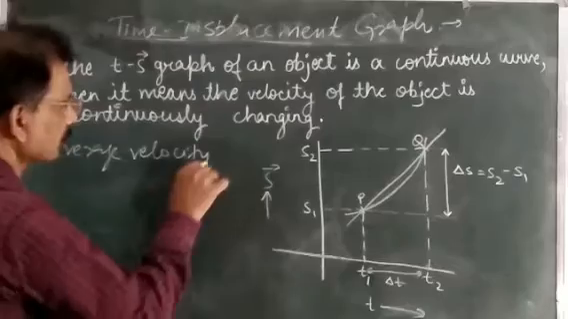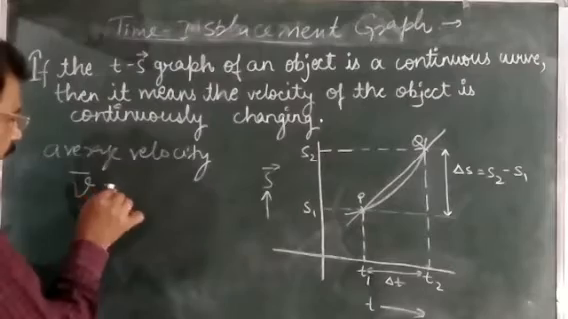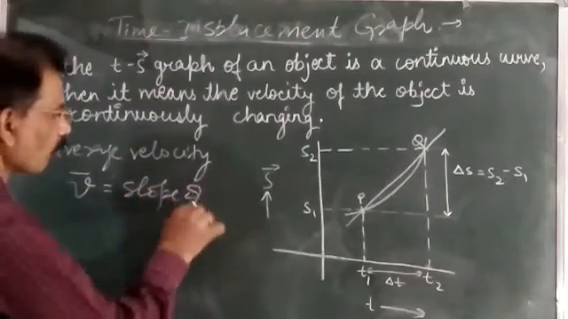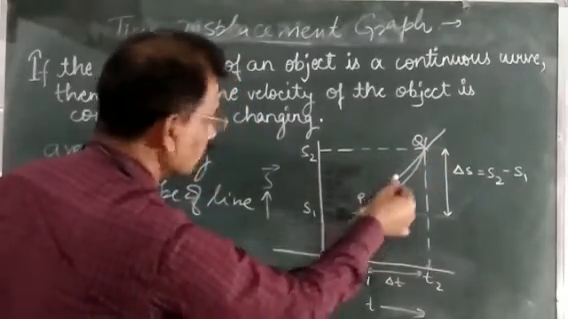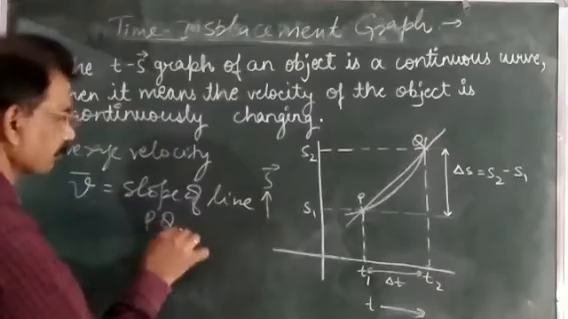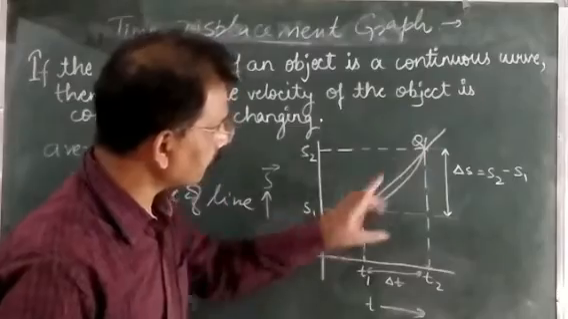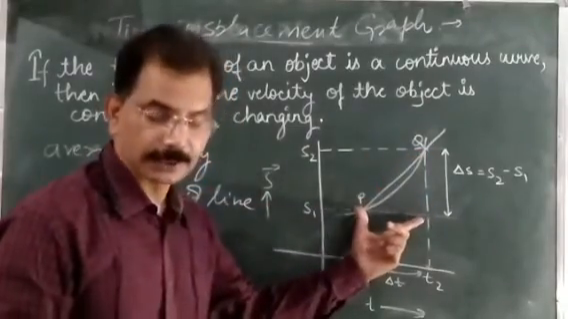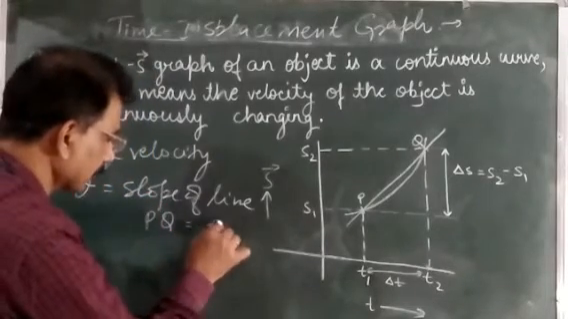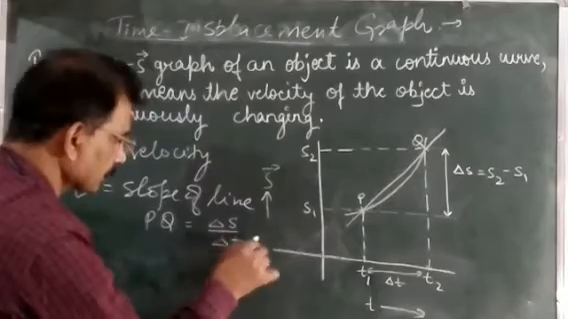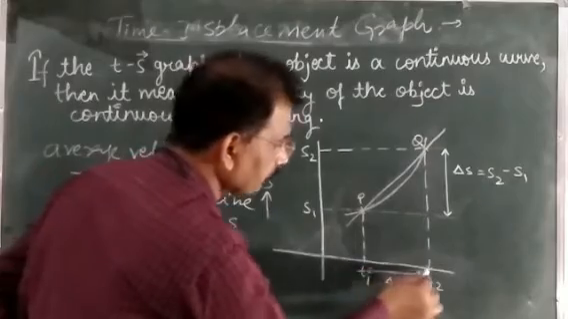and the average velocity in time interval t1 to t2 is given by v bar is equal to the slope of the line joining P and Q, slope of line PQ. And how can you find the slope of the line PQ? As you know, slope of this line PQ is delta s upon delta t. So simply you can say here the slope of this line is equal to delta s upon delta t. So in this way you can find the average velocity in time interval t1 to t2.